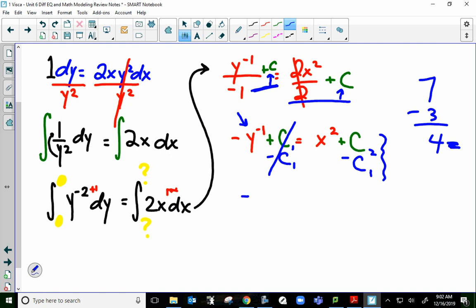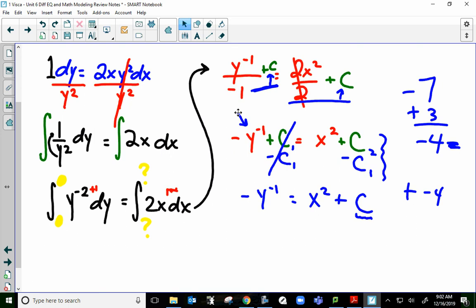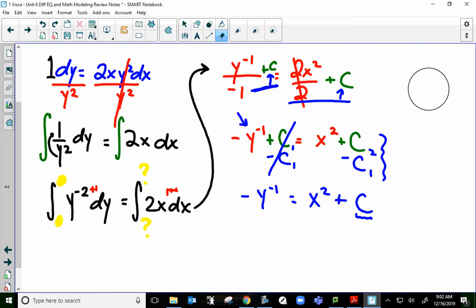I have y to the negative 1 equals negative x squared, still plus some constant. But mister, what if this was a negative and this was a positive? I'd have negative 4. Negative 4 is still a constant. I can still add a negative 4, can't I? I can, okay? So that takes care of our C dilemma.